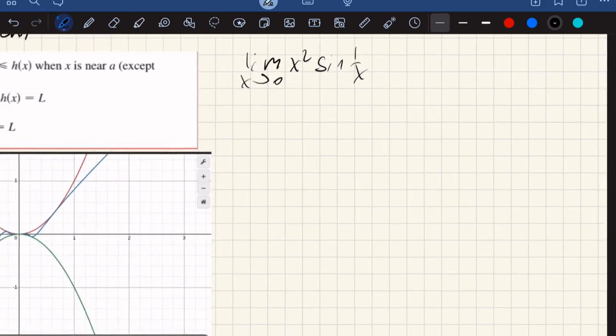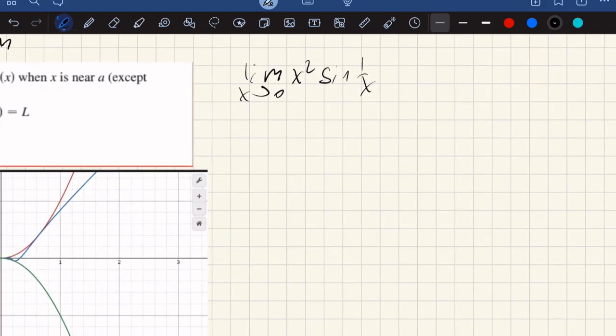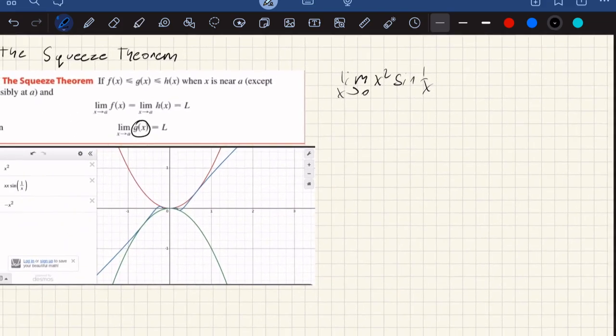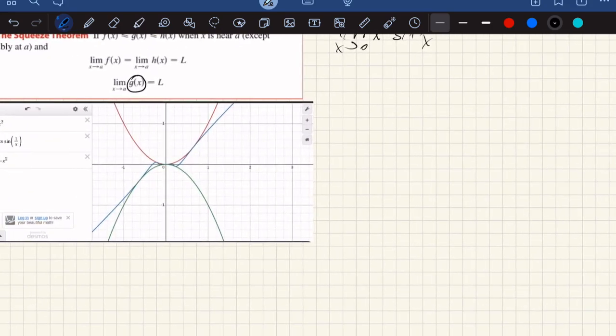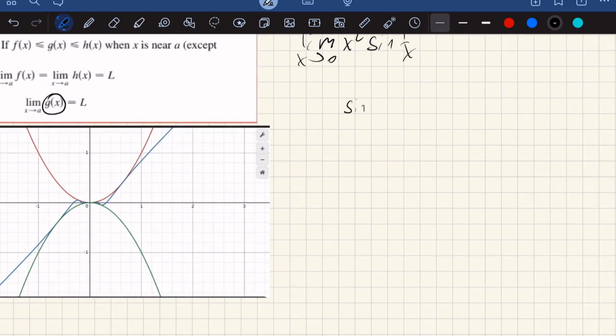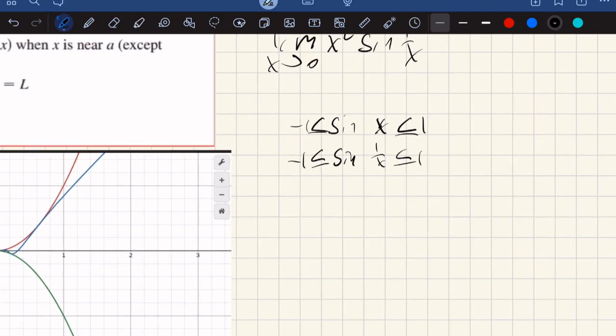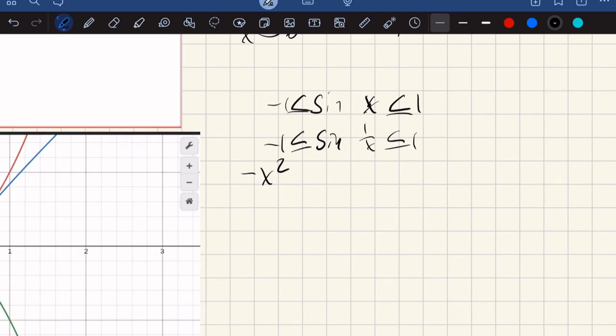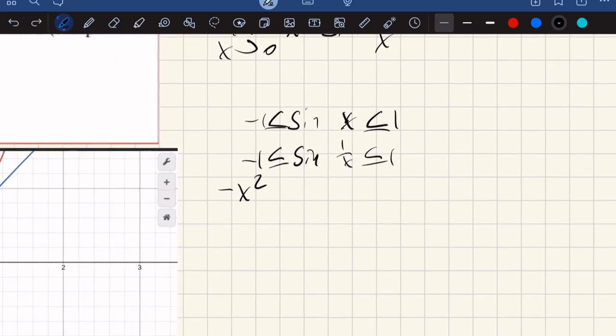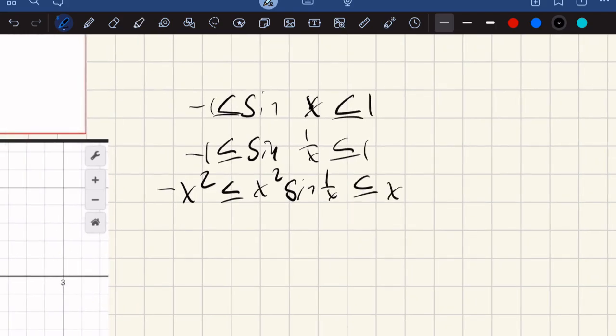as x approaches 0. From direct substitution, you get 0 times sine of 1 over 0, and we don't know what sine of 1 over 0 is, so we would have to use the squeeze theorem. So what we could do is say sine of x is always between -1 and 1. Sorry, sine of 1 over x would also always be between -1 and 1. Then after multiplying everything by x squared to get our original function, we get -x squared is less than or equal to x squared sine of 1 over x, which is less than or equal to x squared.